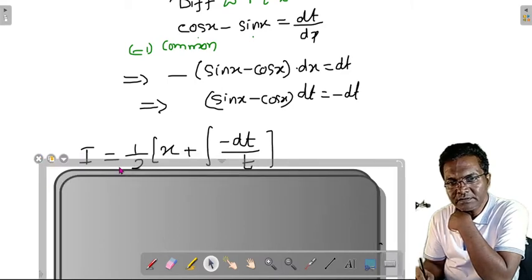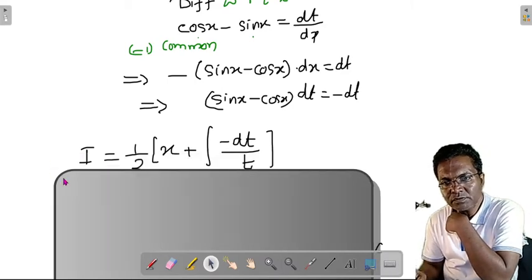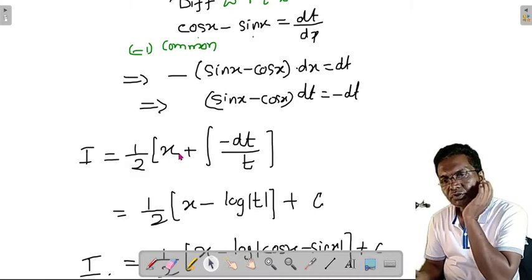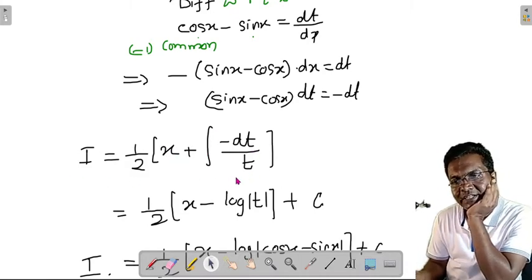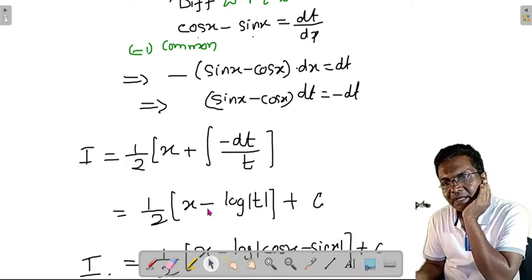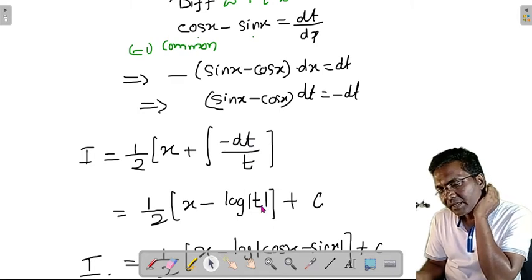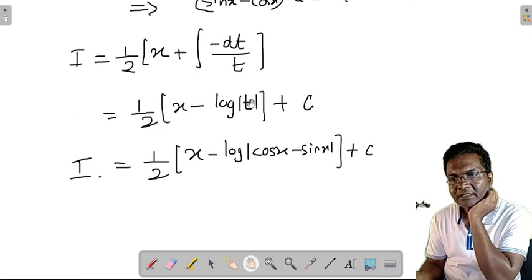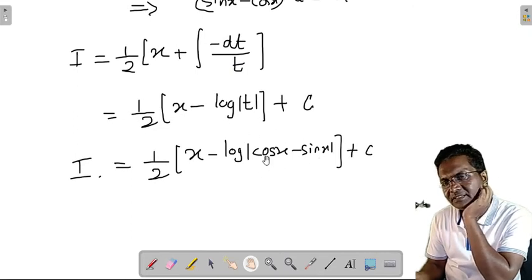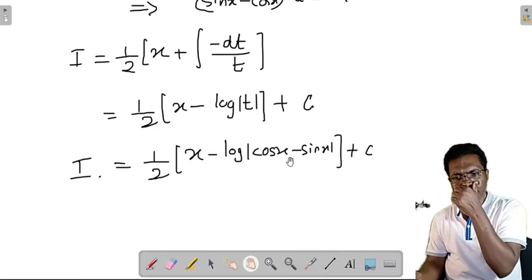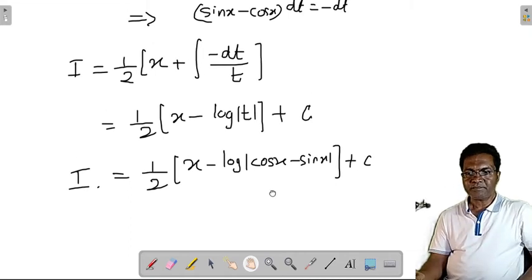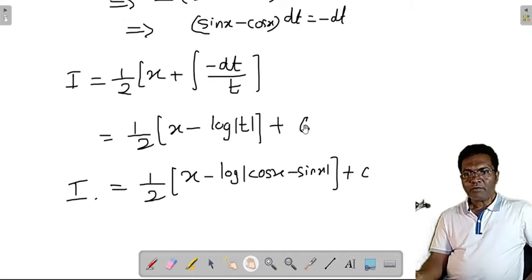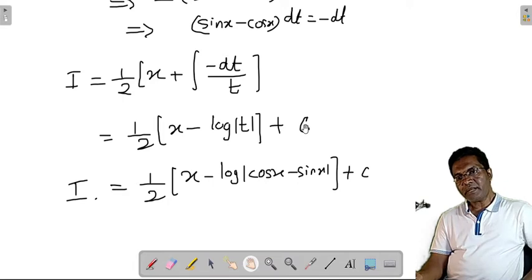So this is your x plus integration of minus dt by t, which is x minus integration of 1 by t, which is log t, and t is your sin x plus cos x. Okay, in this way you can do this. I will have one more example so you can understand better.